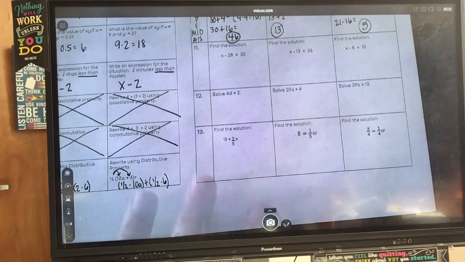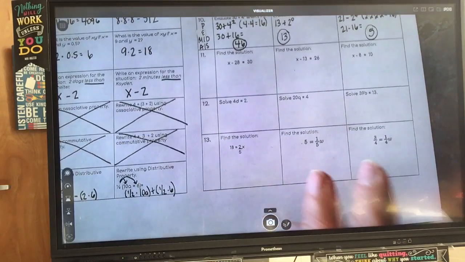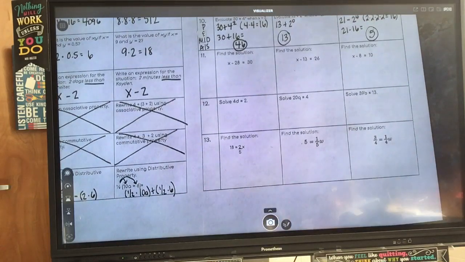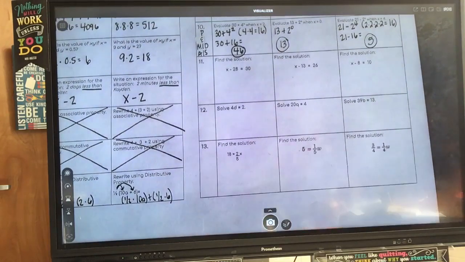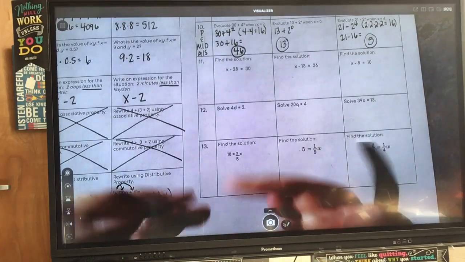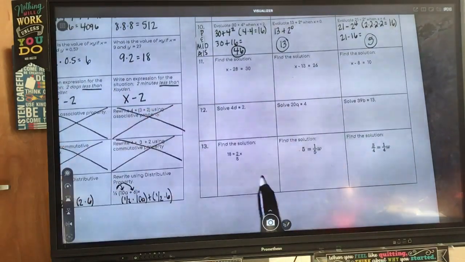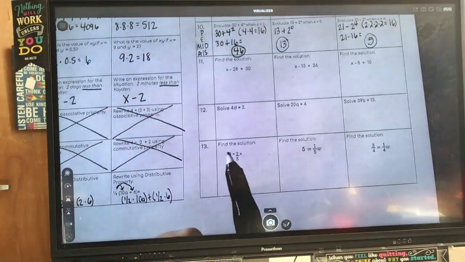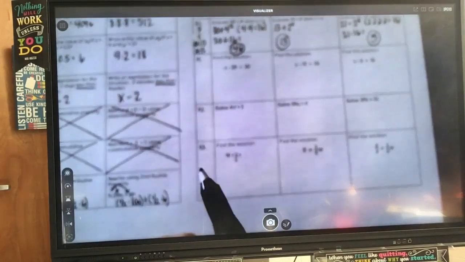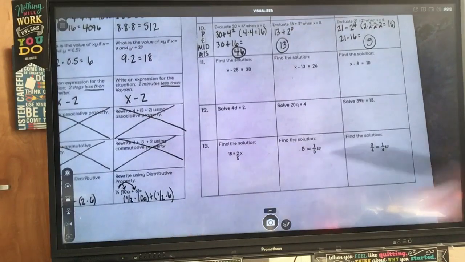11, 12, and 13. All right, so when it says find the solution and we have a variable in there, what do we have to do? What type of operations? Jonathan, what type of operations do we have to do, like when we're solving for x? Yes, we have to do the inverse.